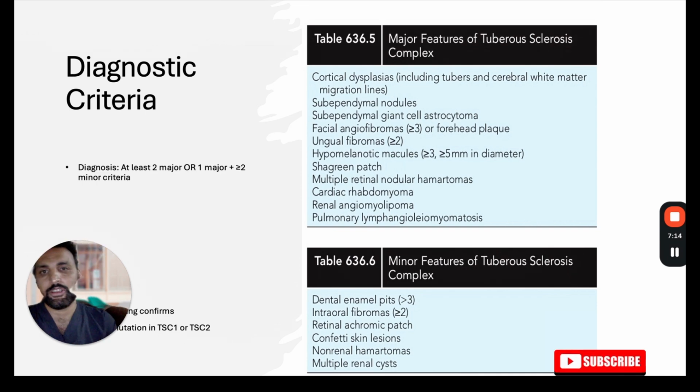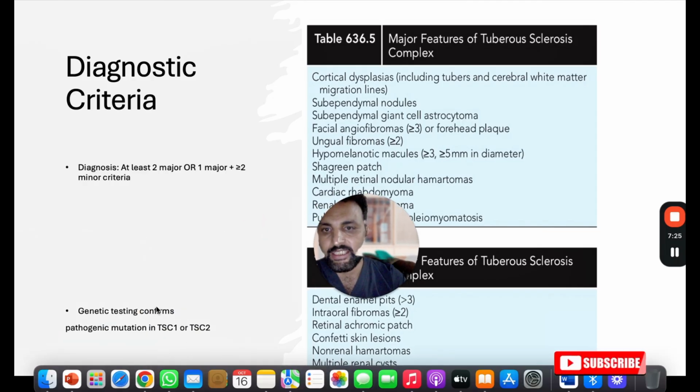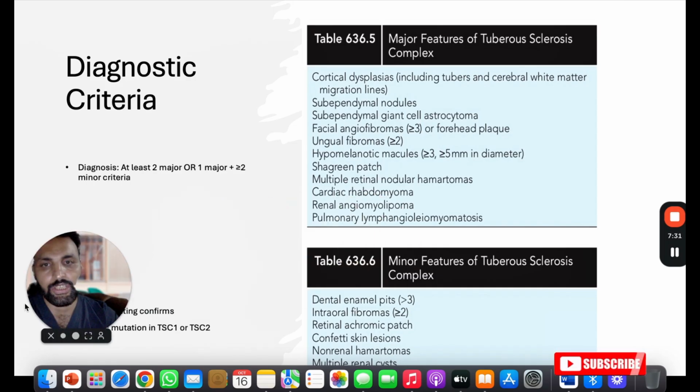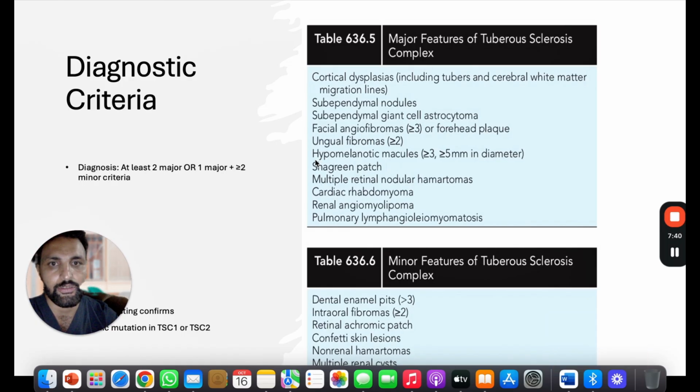Diagnostic criteria of tuberous sclerosis. Diagnosis can be made if at least two major or one major plus two or more minor criteria are fulfilled. Genetic testing confirming pathogenic mutation in TSC1 or TSC2 genes. Major features of tuberous sclerosis: cortical dysplasia, subependymal nodule, subependymal giant cell astrocytoma, facial angiofibroma, ungual fibroma, hypomelanotic macule, shagreen patch, multiple retinal nodular hamartoma, cardiac rhabdomyoma and renal angiomyolipoma, pulmonary lymphangioleiomyomatosis.